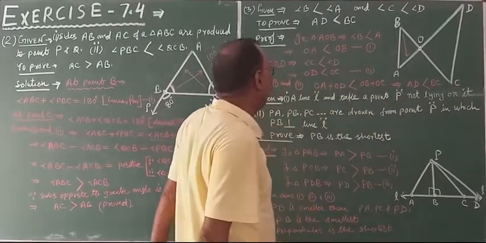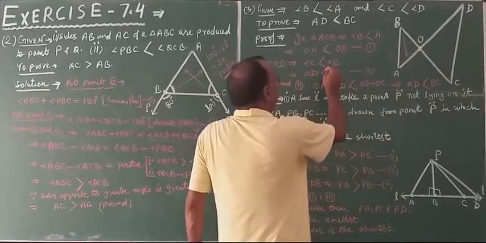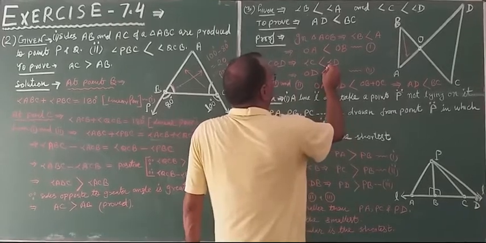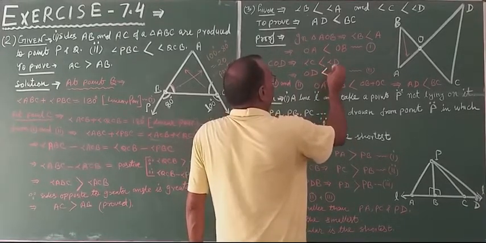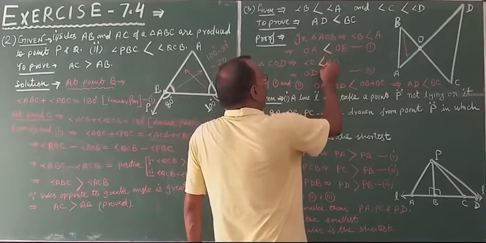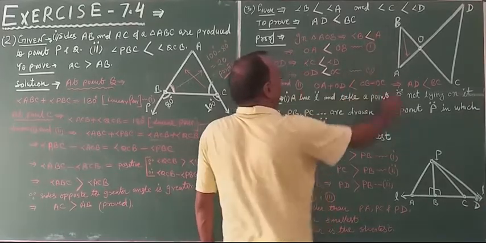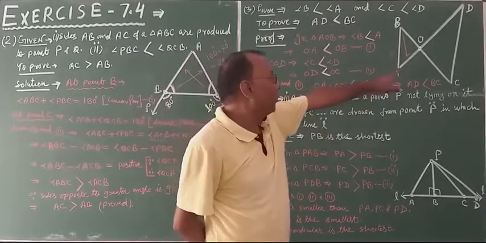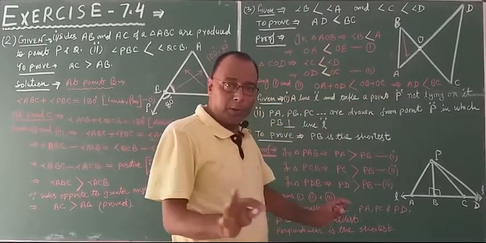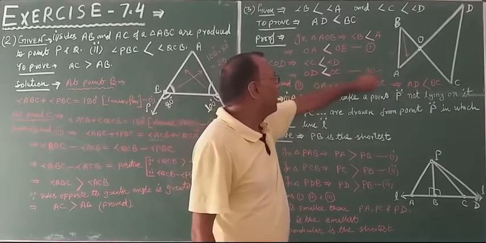Again the same condition. So therefore, what is the side opposite to C? OD. OD will be less than OC. Is it okay? OD will be less than OC because the side opposite to the smaller angle is smaller. Therefore, this is equation 1, this is equation 2.